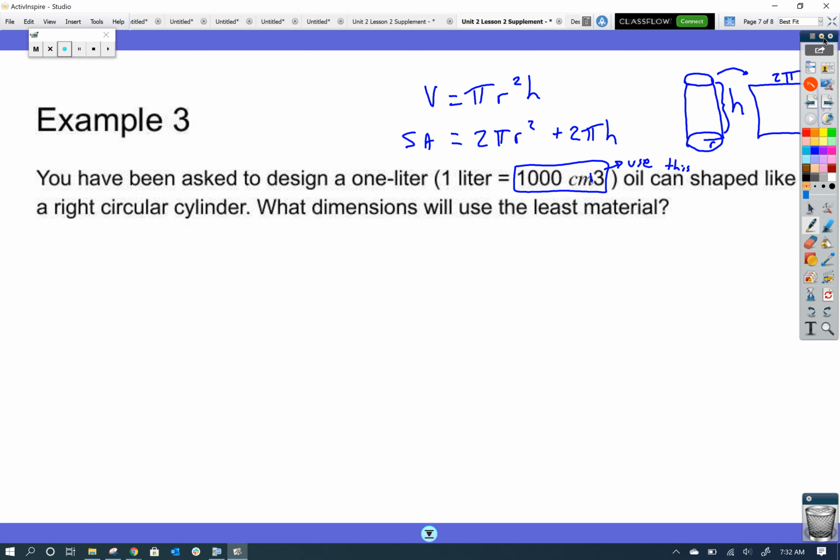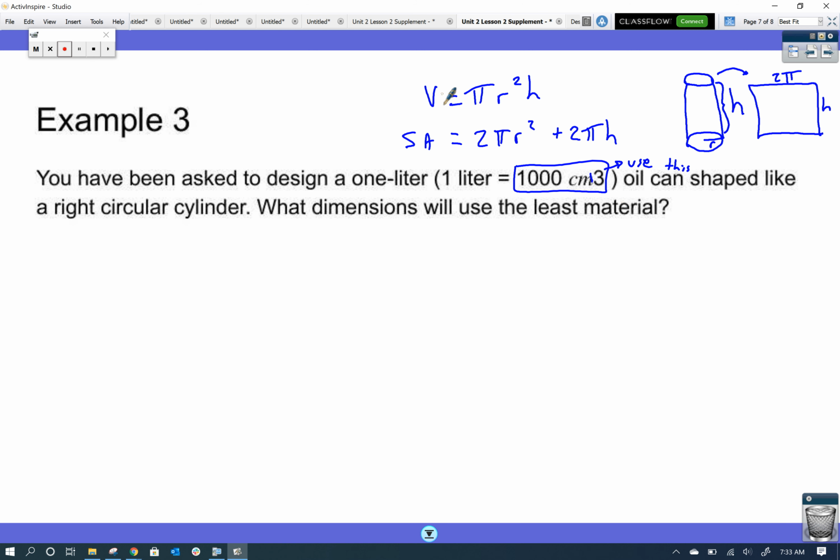Okay, for this next example, I want to use this as a you try. I want you to try this, okay? So I'm going to explain this a little bit, and then you're going to pause the video and try this, and then I'll just display the solution, and then you can read it before we move on to the final example. Okay, so you're asked to design a 1 liter, which is also known as 1,000 cubic centimeters, oil can that's shaped like a right circular cylinder. And what are the dimensions that will use the least material?